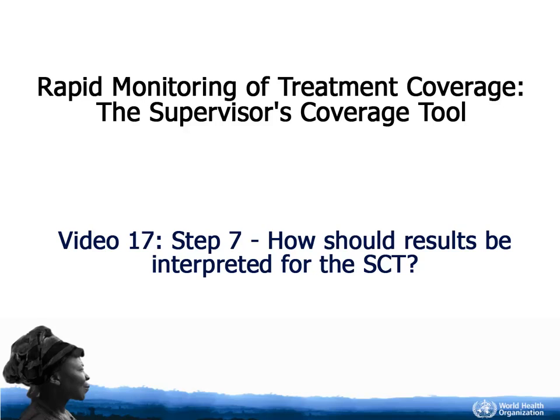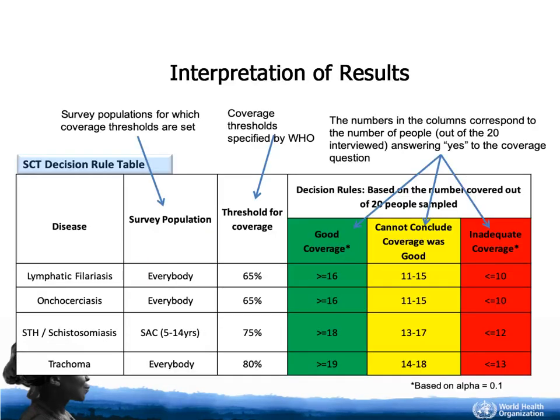Video 17, Step 7. How should results be interpreted? The decision rule table that we can see here can be used to determine the appropriate classification of coverage based on the number of people who have responded that they swallowed the drug, which is our measure for preventative chemotherapy coverage. Let's walk through this chart.